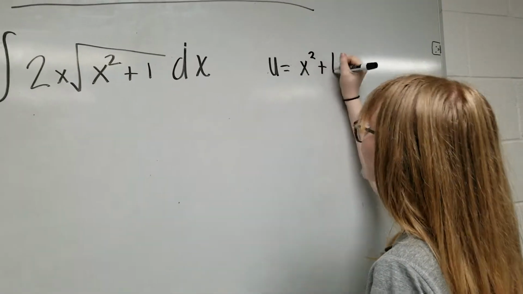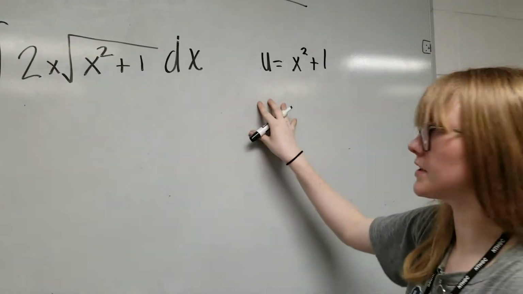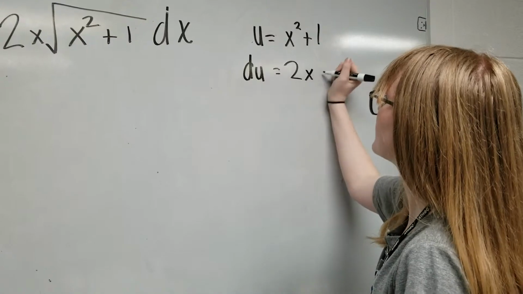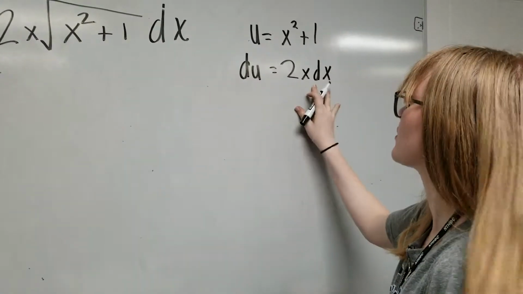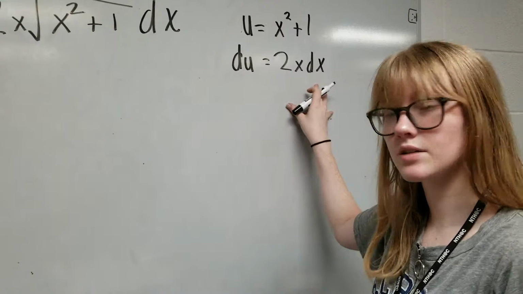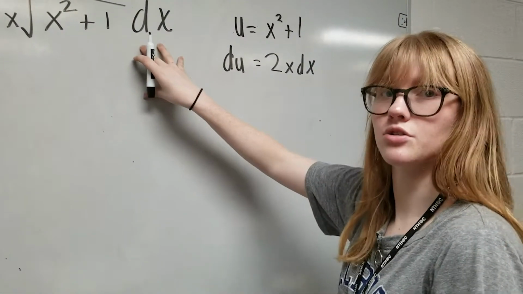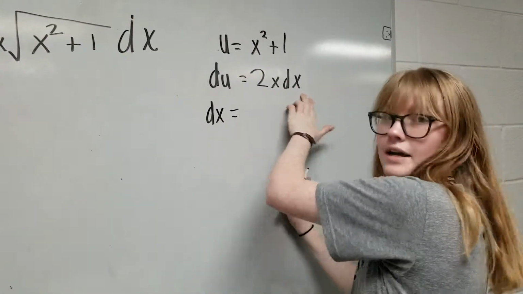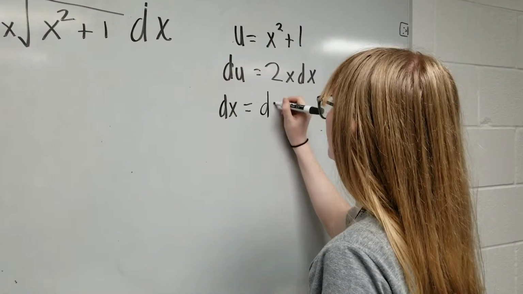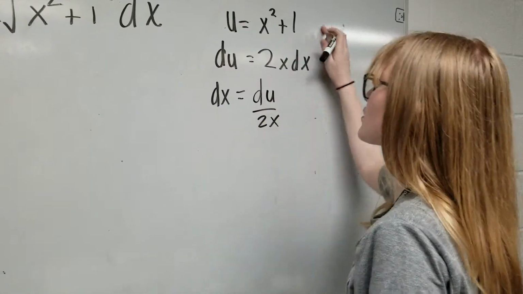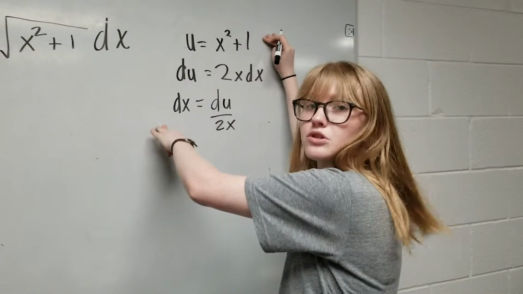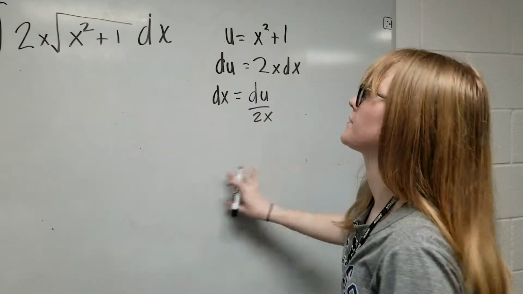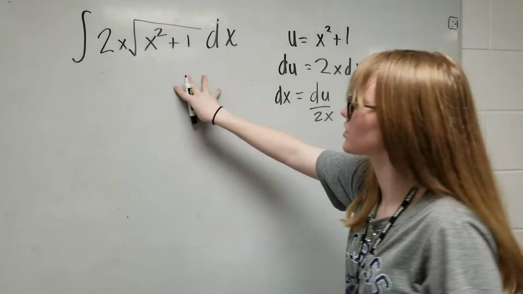So you have u equals x squared plus 1, and now we're going to take the derivative of this equation, so it's going to be du, and that's just going to equal 2x times dx. Then we're going to figure out what dx equals, so we can plug it back into our original equation. So dx, you would just divide by 2x on both sides, so it would be du over 2x. So these are the three. We're mainly going to use u and dx, but du was how we figured out that third equation.